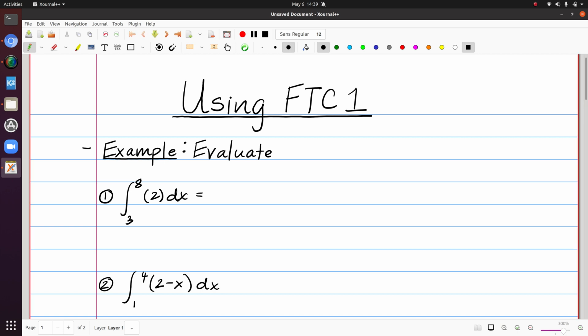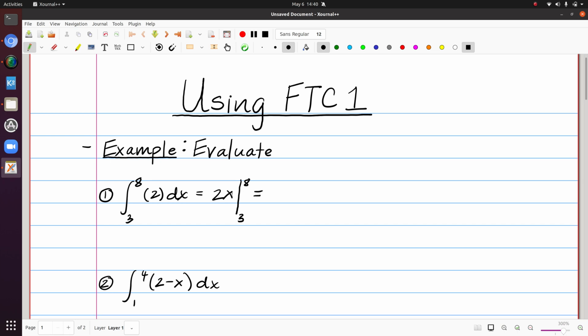So the function f of x equals 2 is certainly going to be continuous over the interval from 3 to 8. I just need to come up with an antiderivative. So certainly 2x has derivative 2. You could, of course, put 2x plus any constant, but typically we just find the simplest antiderivative, thinking about the additive constant being 0. And the way we express this is we put our evaluation bar and we put the values that we want to evaluate it on the bottom and top there.